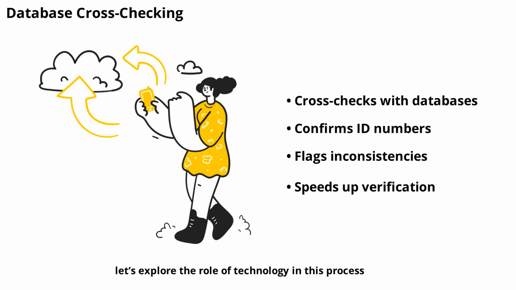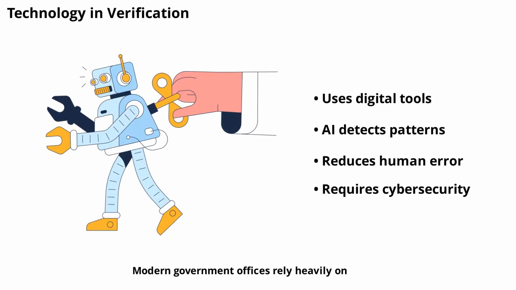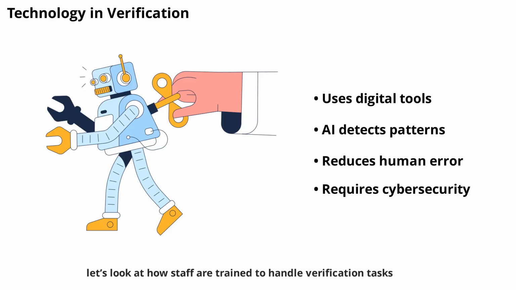Next, let's explore the role of technology in this process. Modern government offices rely heavily on technology to streamline the verification process. Digital tools can scan documents, detect alterations, and even use artificial intelligence to spot suspicious patterns. Automated systems reduce human error and speed up the process, making it more efficient for both staff and applicants. However, technology is only as good as the data it uses, so regular updates and cybersecurity measures are essential.